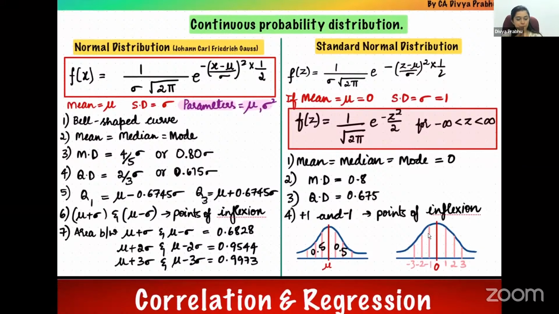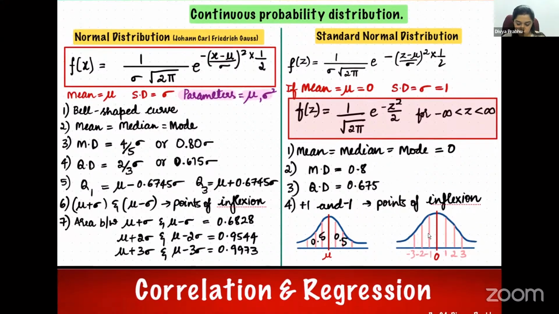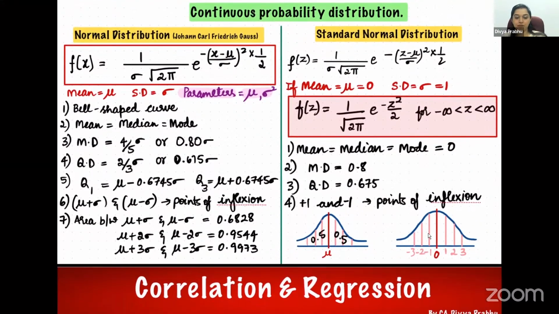Moving on. Next is normal distribution. Now, normal distribution will have a continuous random variable as the value. You can see here, this is a continuous probability distribution, which means it will follow a continuous random variable.